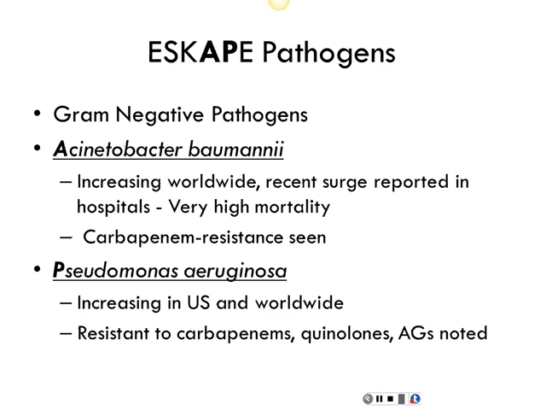A and P is Acinetobacter baumannii and Pseudomonas. Highly resistant. Again, those pathogens are not nice guys. I'll talk about them individually.